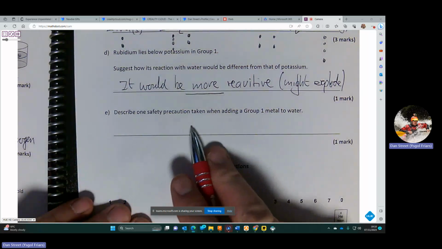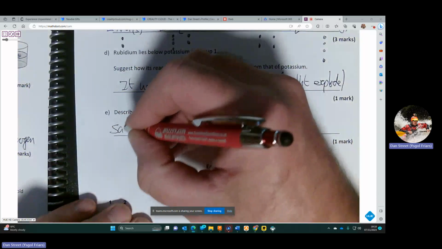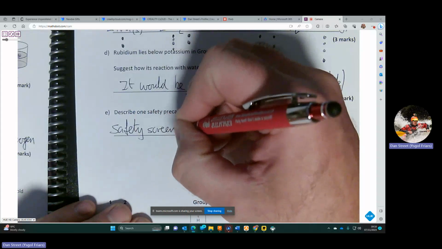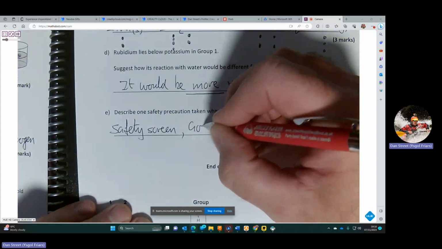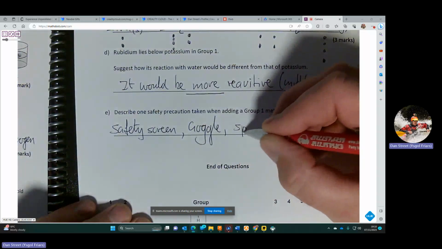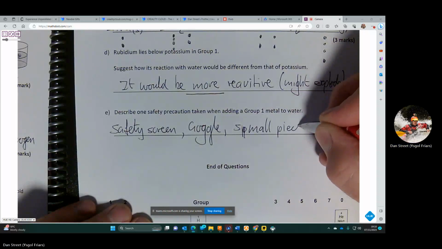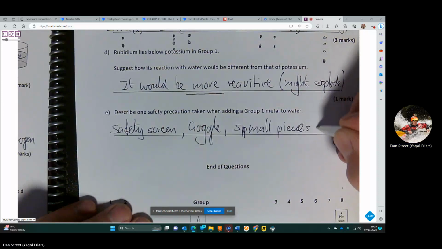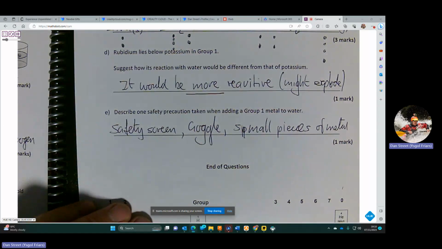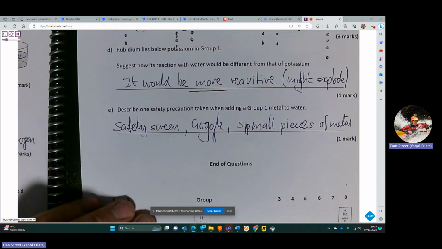And then give one safety precaution taken when adding a group 1 metal to water. So you could add a safety screen for pupils observing the reaction. You could mention wearing goggles. You could say small pieces of metal. Okay, you're not given a large chunk, you're just given a small piece. Okay, so they would be three examples of safety procedures.